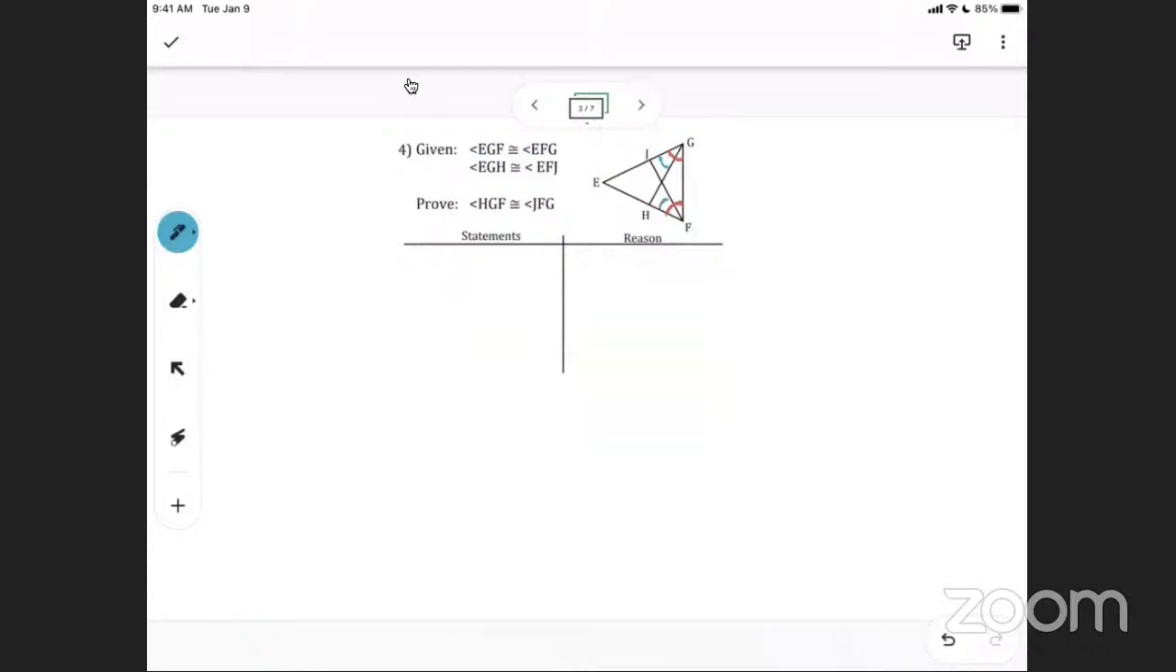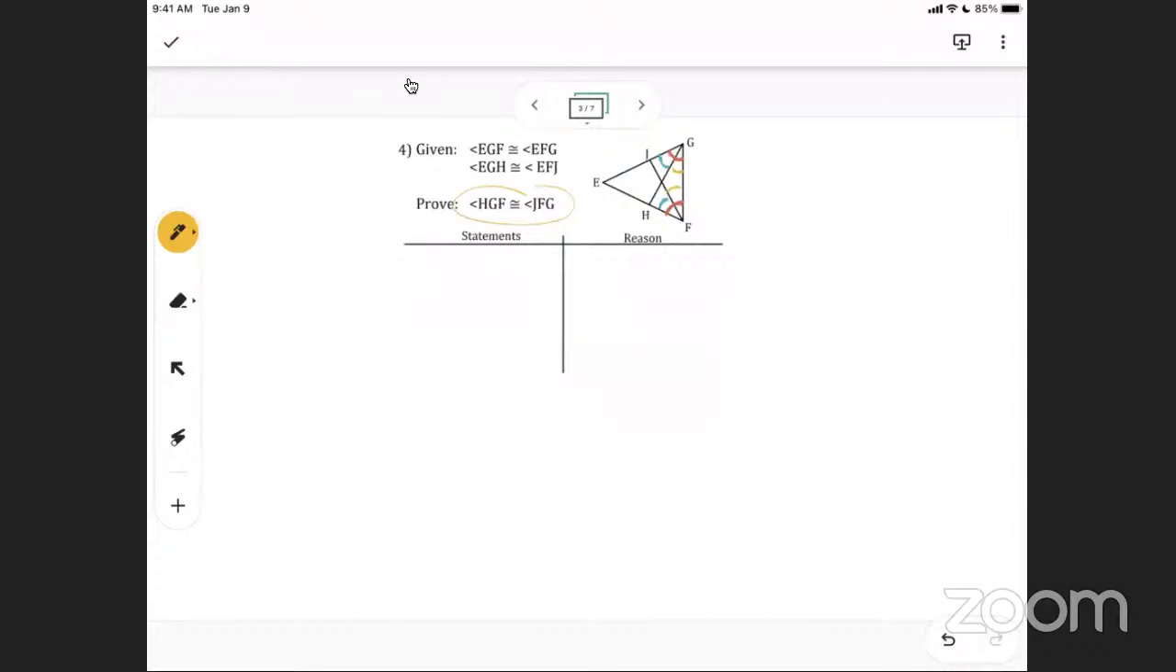Okay. All right. So they want us to prove that HGF is congruent to JFG. So they want us to prove the yellow. They want us to prove this is congruent to this. So you basically state your givens, and then you state what they want you to prove, and it's simply the subtraction property.